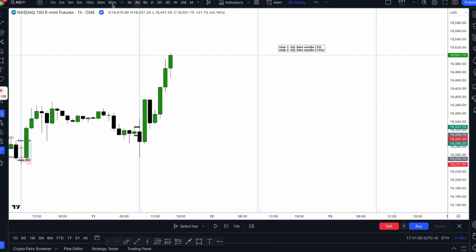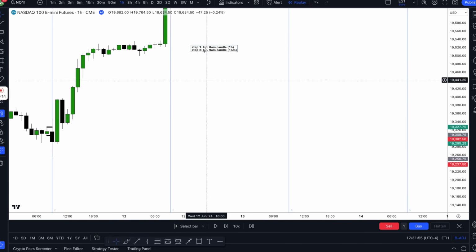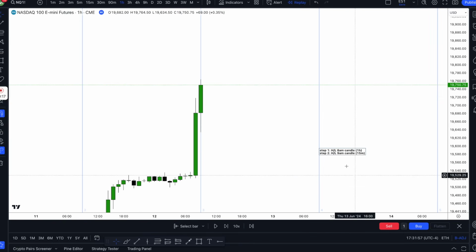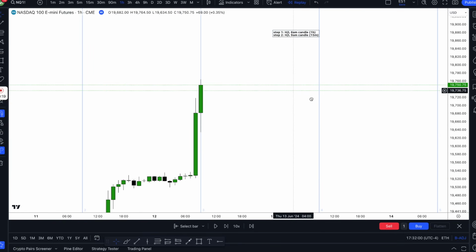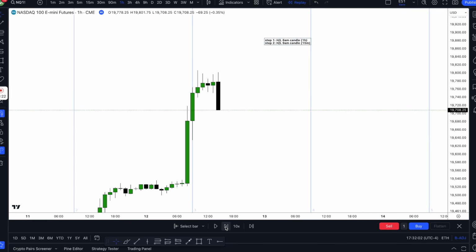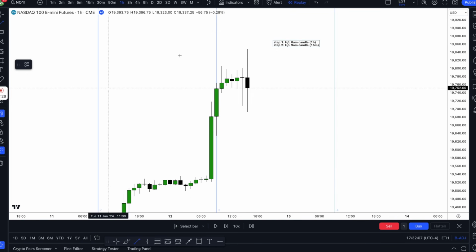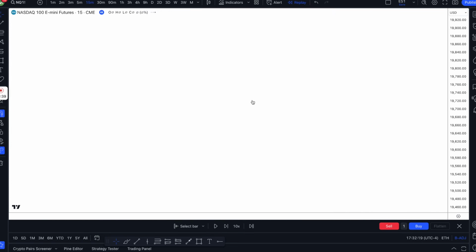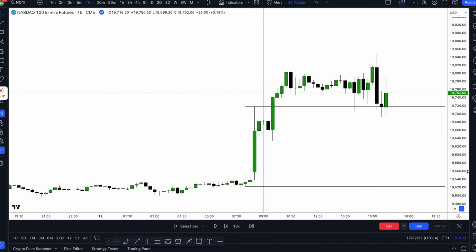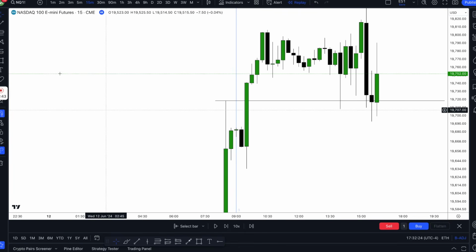All right, let's fast forward the time. So step 1, draw the 8 a.m. candle high and the 8 a.m. candle low. As you can see, this is a breakout. Let's take a deeper look. Head over to the 15-minute. 9 a.m. candle low and 9 a.m. candle high.